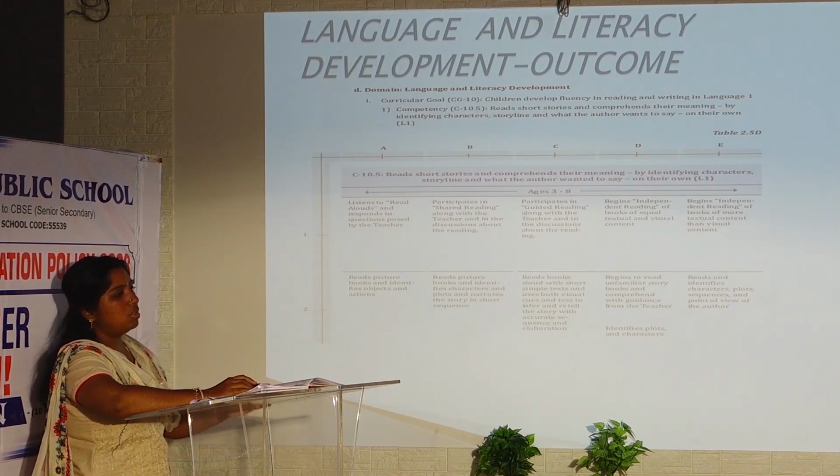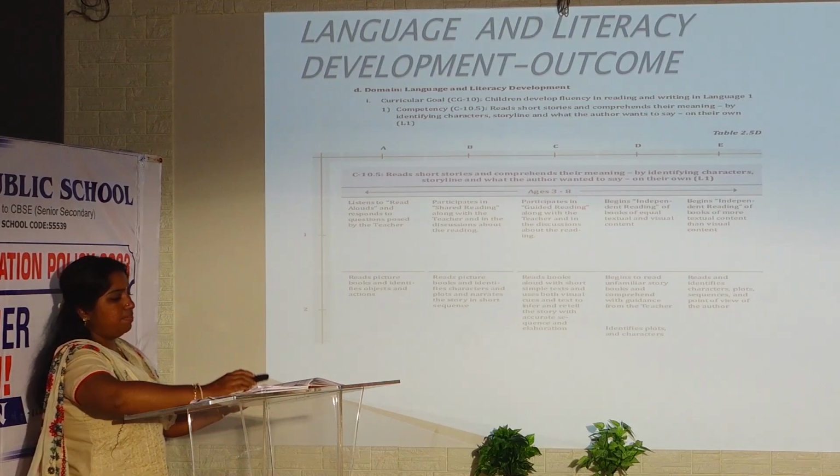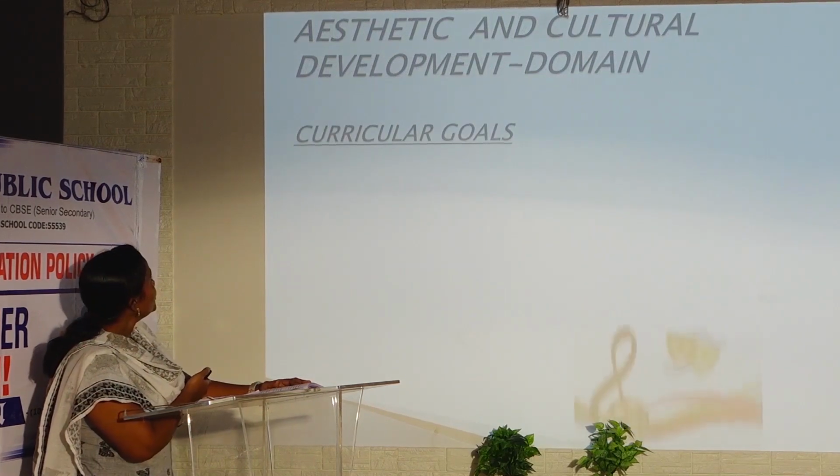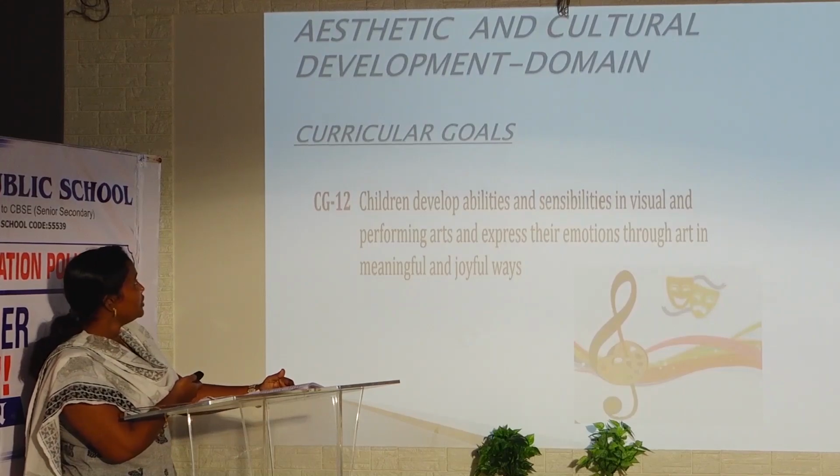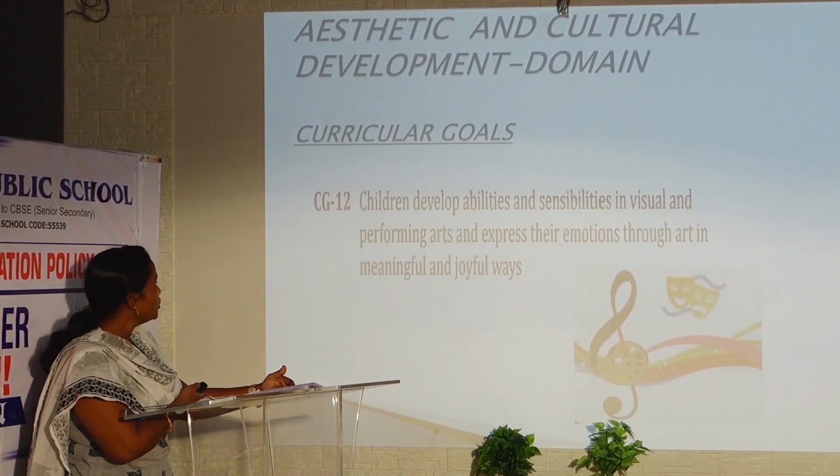This comes under the outcome of the language and literacy development. And over to Jyoti. So next we are going to discuss the aesthetic and cultural development domain. Under this we are going to see the curricular goals.